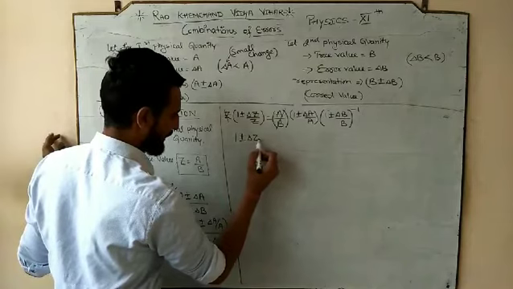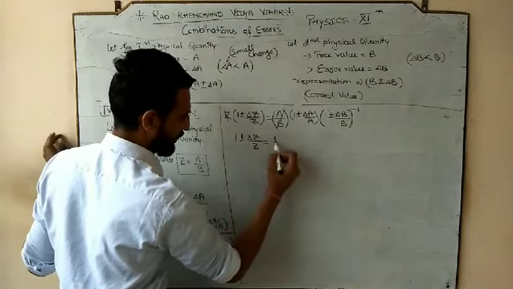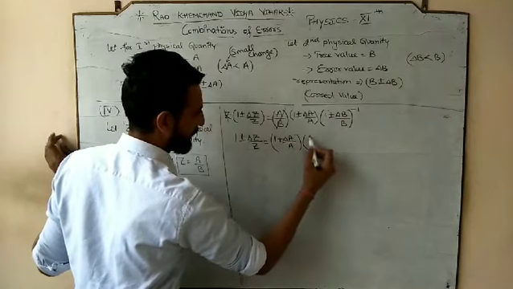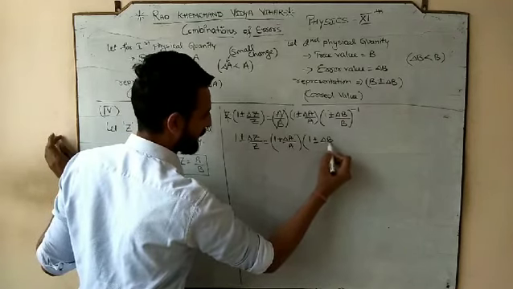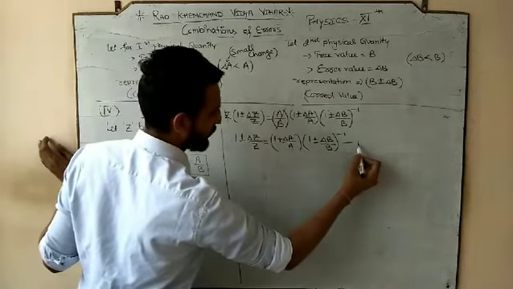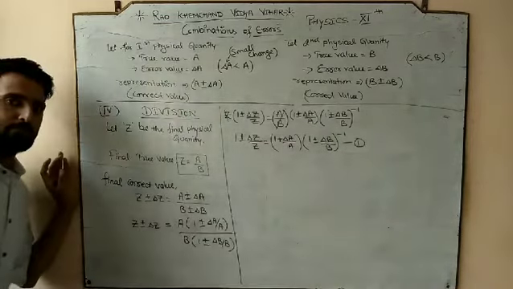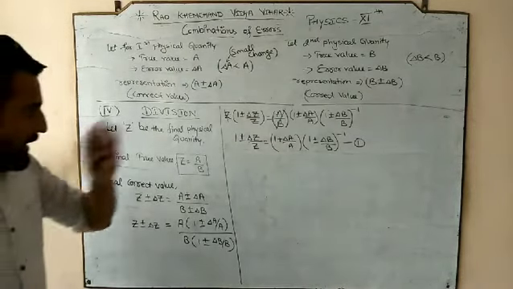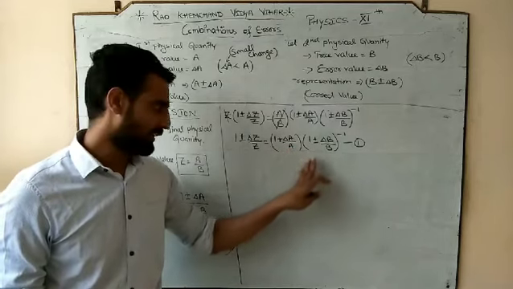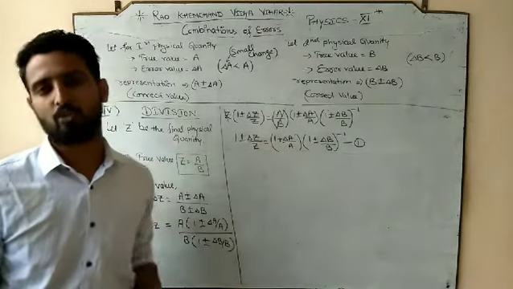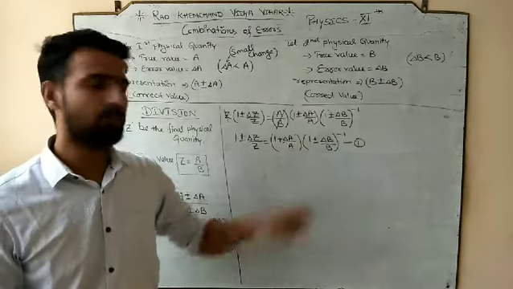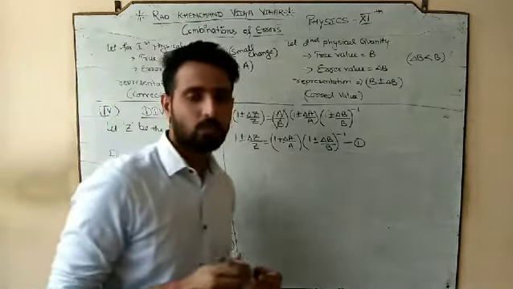1 plus minus delta Z by Z is equal to 1 plus minus delta A by A and 1 plus minus delta B by B to the power negative 1. So let us take this as equation number 1. Now, no problem here because it is a simple expression. This is also a simple expression, but this expression is making things very complicated. It is 1 plus minus something, but the whole power is neither 1 nor 2.